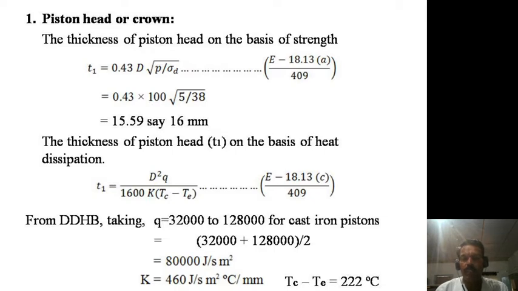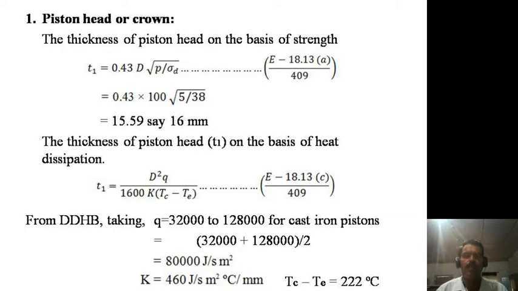After that we have to design the ribs, and after that we have to design the piston pin. So these are all the procedure steps. Okay, so the first one is the piston head design, or crown. First, the thickness of the piston head on the basis of strength.